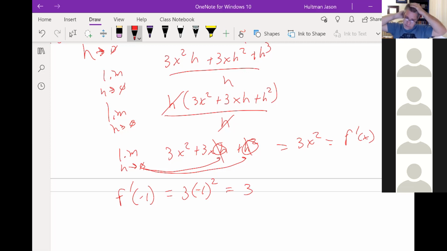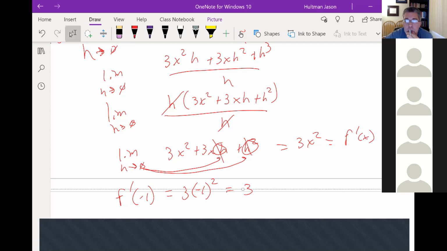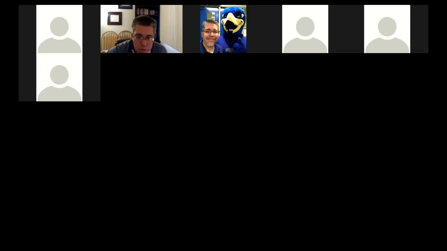Now, what does this look like? Well, I'm glad you asked, because we're going to go to Desmos and see what all this means. Okay, what does this look like? So let's try to model this. So what this looks like is this.